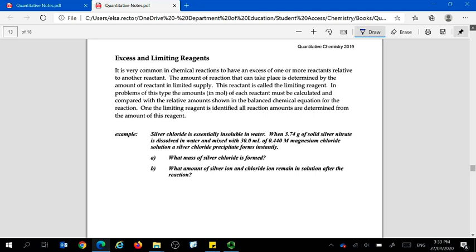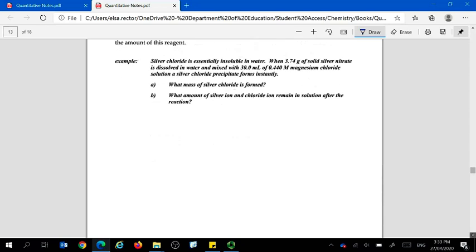So you might have a tiny amount of one reactant and a lot of the other reactant, but the maximum amount of product you can get basically depends on the tiny amount, if that makes sense. So let's have a look at this example.